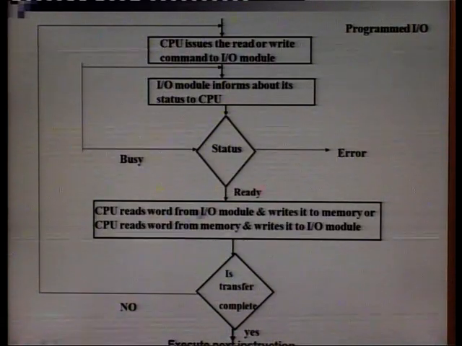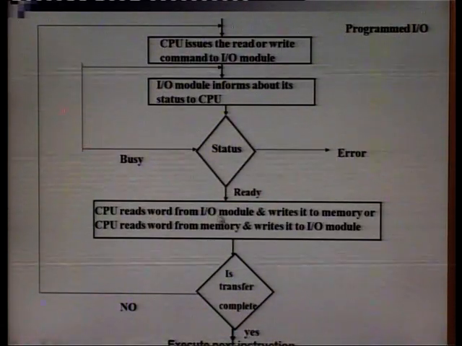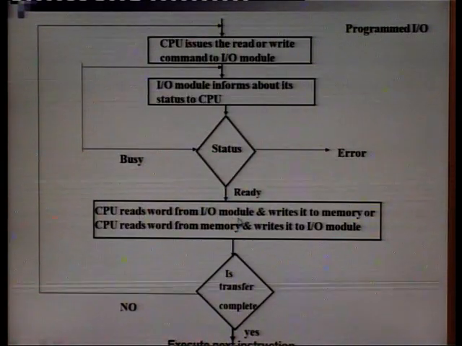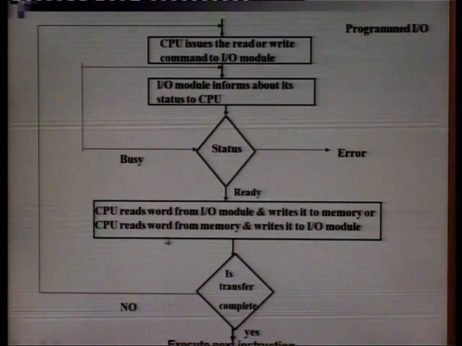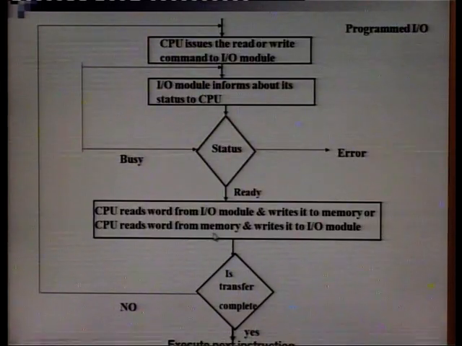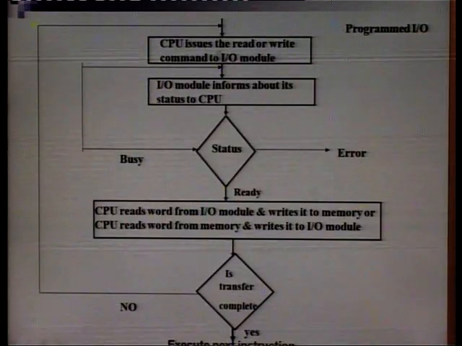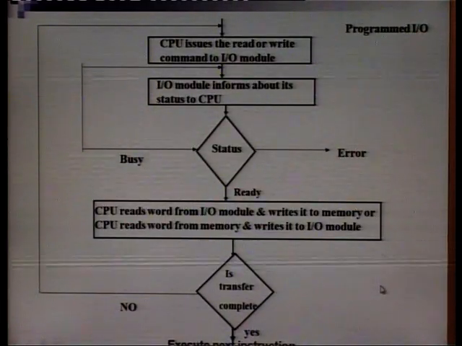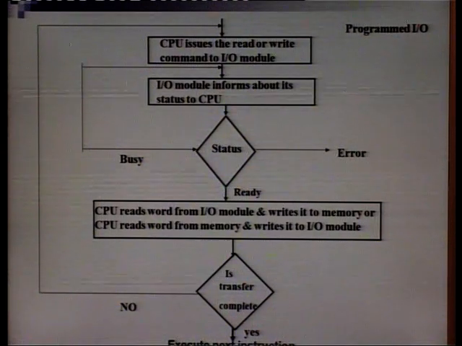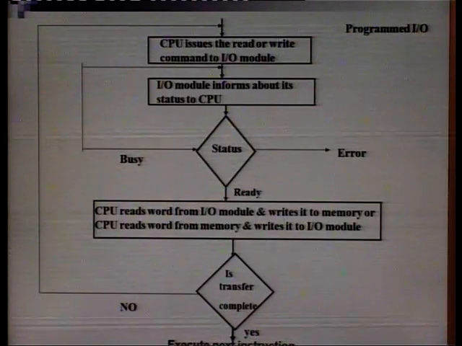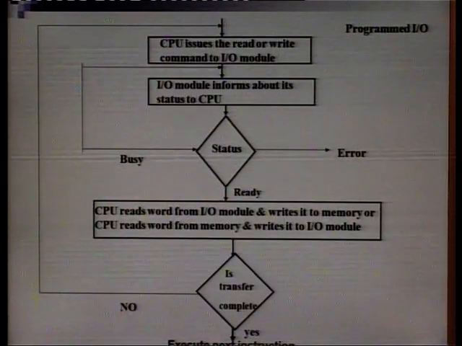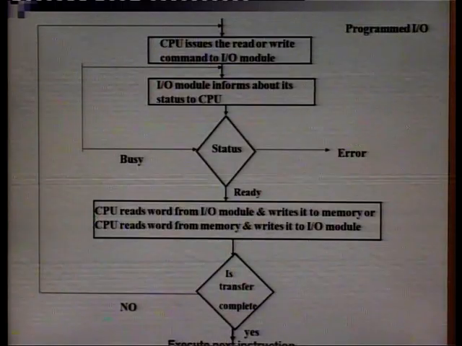If it is ready, the CPU can read the word from the input output module and write it into the memory. Or in the second case, the CPU reads a word from the memory and writes it into the input output module. Then it checks whether the transfer is completed or not. If yes, it executes the next instruction. If no, it goes back to the initial state. From this flow chart, it is clear that the CPU remains in the execution of the input output instruction, so it can't execute another program during programmed input output mode.